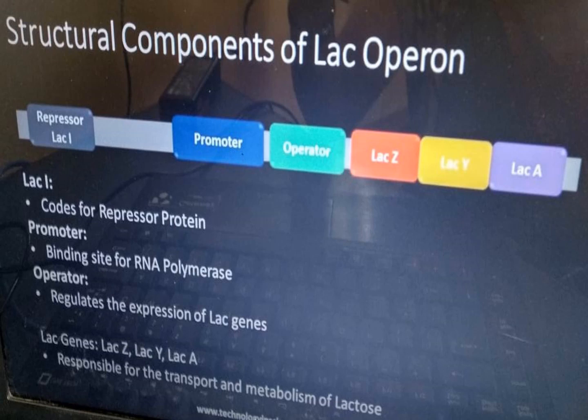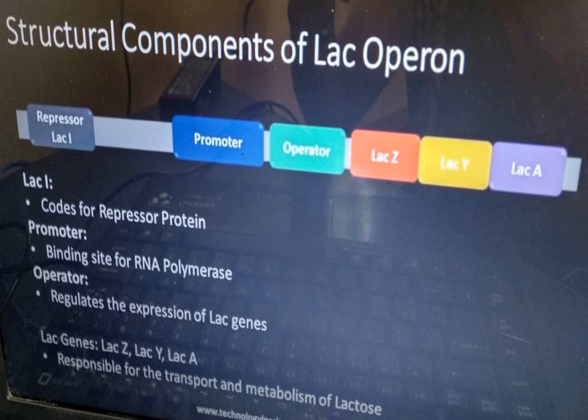Here you can see the group of genes Lac A, Lac Y and Lac Z. These three genes are under the control of a single promoter, and the operator is also present near the expressing genes. And on the left side you can see another gene called Lac I. It will code for the repressor protein.